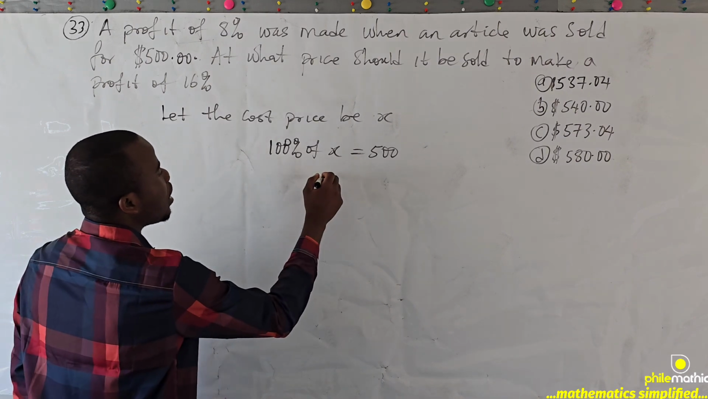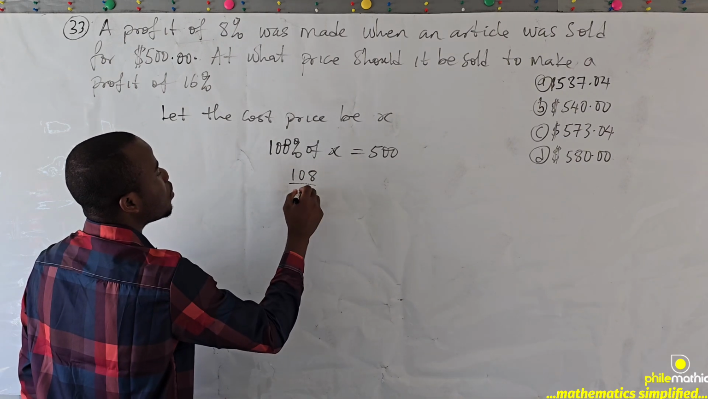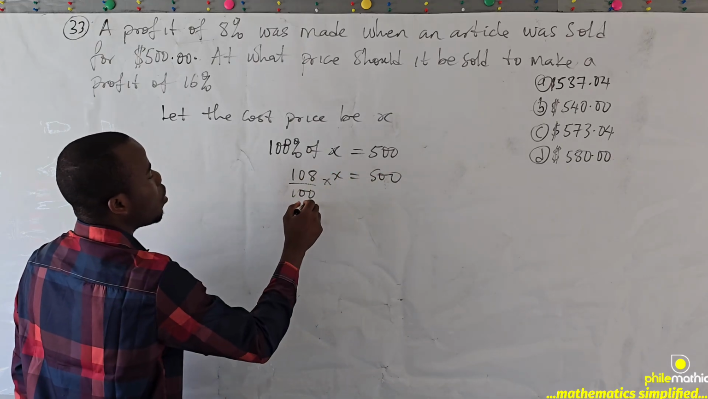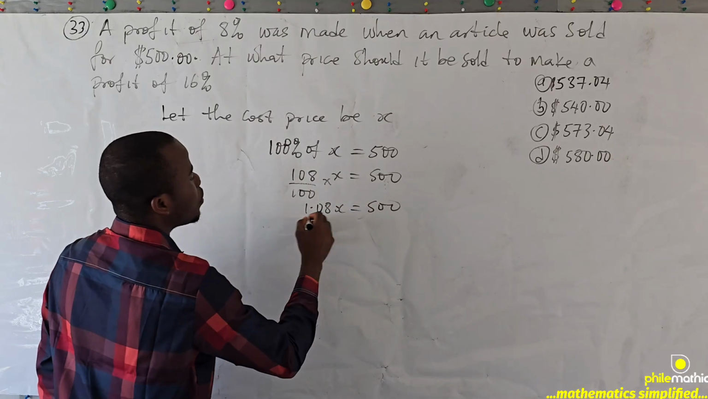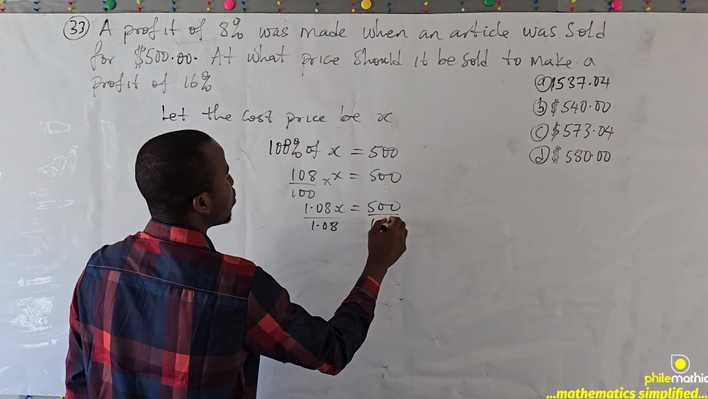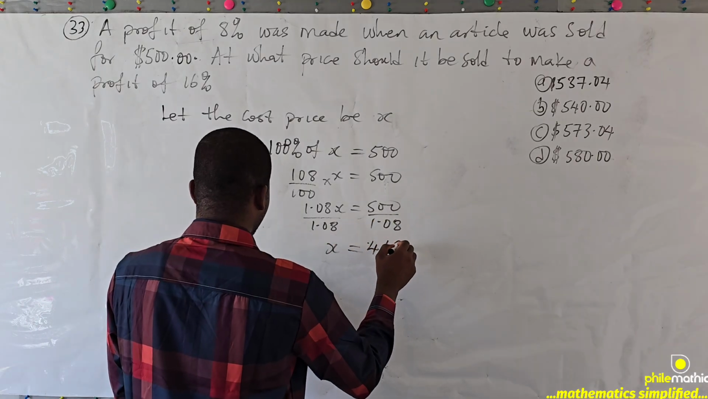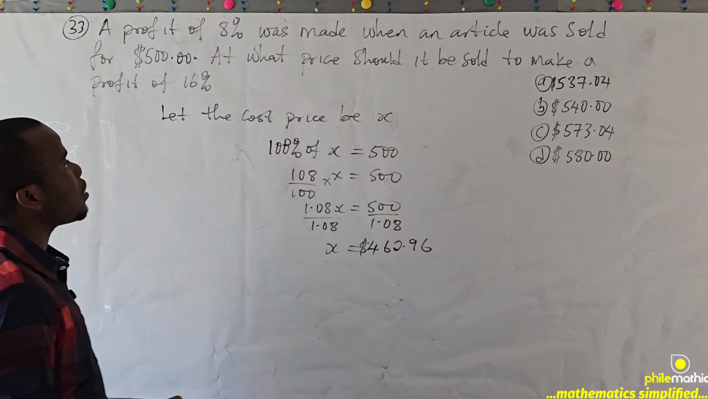So for us to get what X is, 108 over 100 times X equals 500. So this is 1.08x equals 500. So we divide both sides by 1.08, and this gives us $462.96. So this is the cost price.